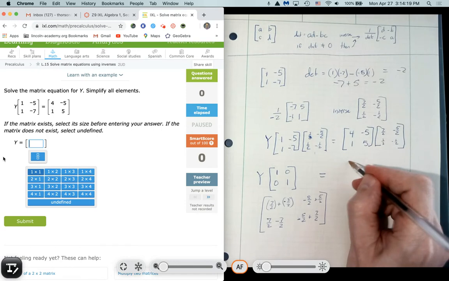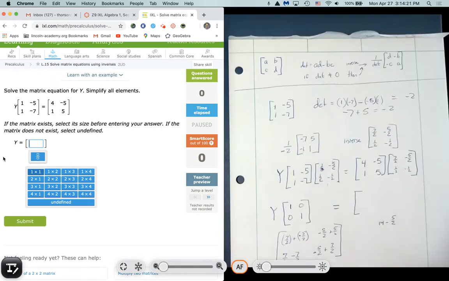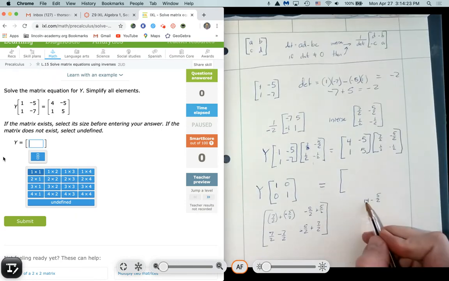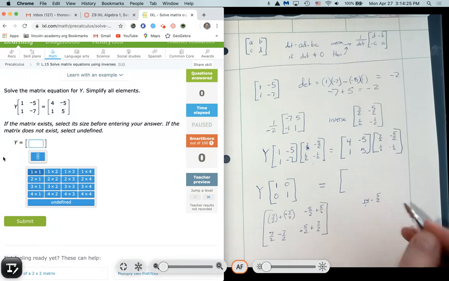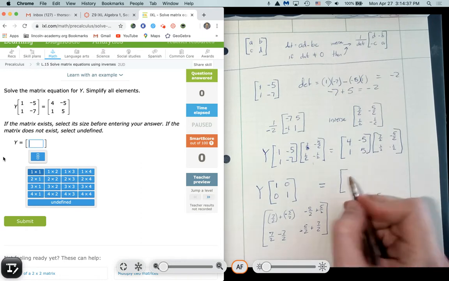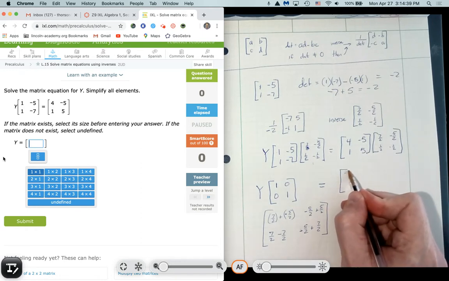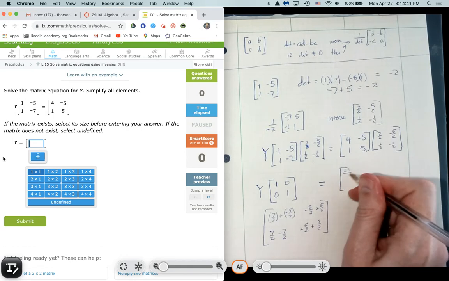Again, I should have probably left this as a fraction, left it as 28 over 2, because 28 minus 5 is, I can do 28 minus 5. It's 23 halves. So this first term becomes 23 halves.